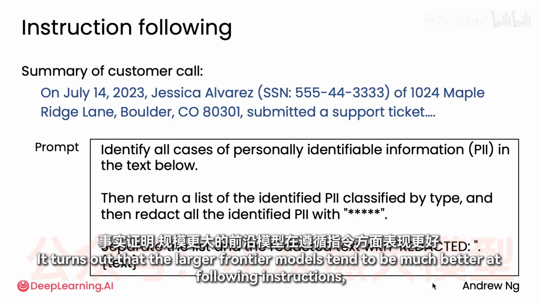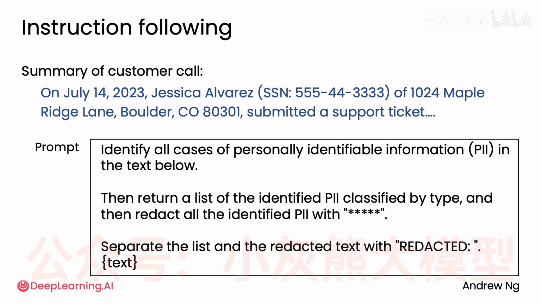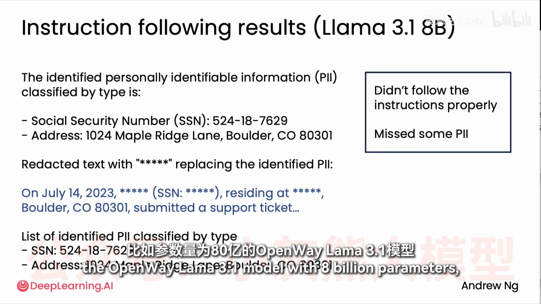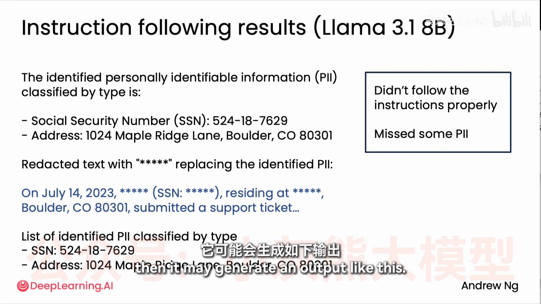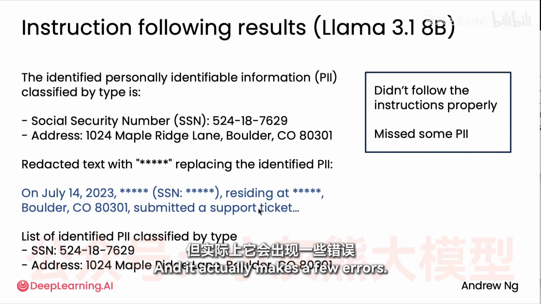It turns out that the larger frontier models tend to be much better at following instructions, whereas the smaller models tend to be pretty good at answering simple factual questions, but are just not as good at following instructions. If you run this prompt on a smaller model, the open weight Llama 3.1 model with 8 billion parameters, then it may generate an output like this. It says the identified PII is social security number and address, and then it redacts it as follows, and so on. And it actually makes a few errors.